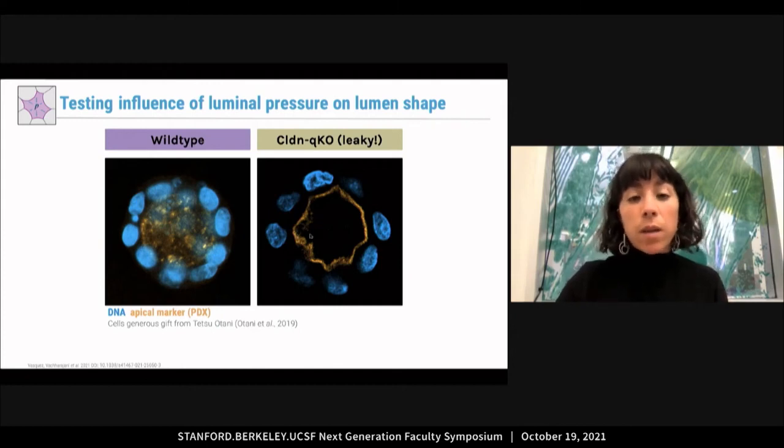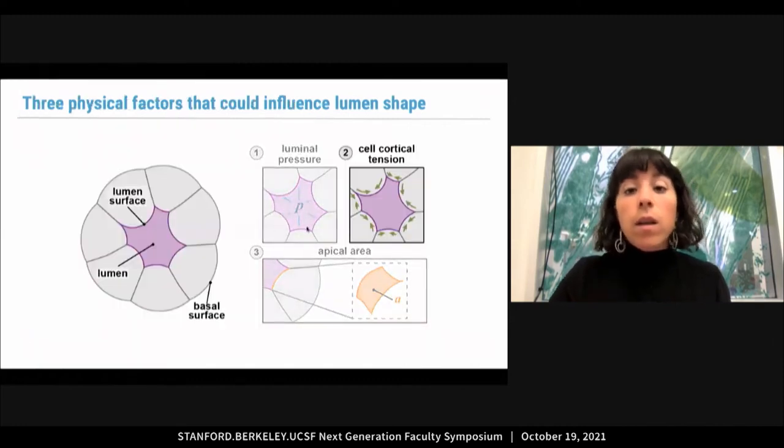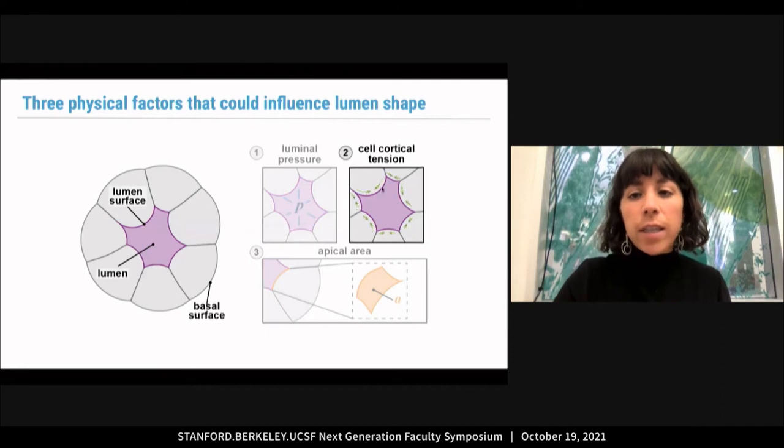And these lumen shapes are not significantly different from their wild type counterparts. So pressure alone is not a driver for determining lumen shape stability in the system. Now that I've tested pressure, I wanted to look at cell cortical tension. And I did this by weakening the cell cortex.